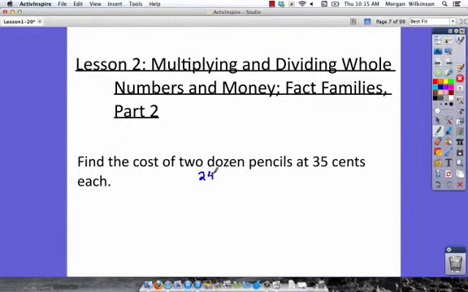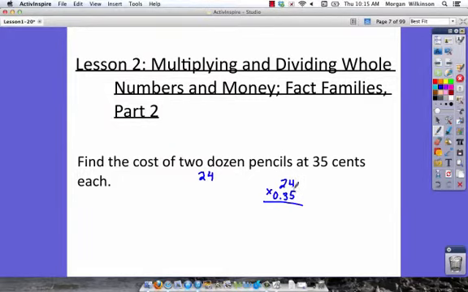So if we have 24 pencils at 35 cents each, well, we're going to have to multiply. We're going to say 24 times 0.35. Now notice when we multiply, it doesn't matter if we line up the place value, because of course the 4 is the 1s, which would map to the 0, and the 3 would map over here. We don't need to line it up. All we do is multiply across.